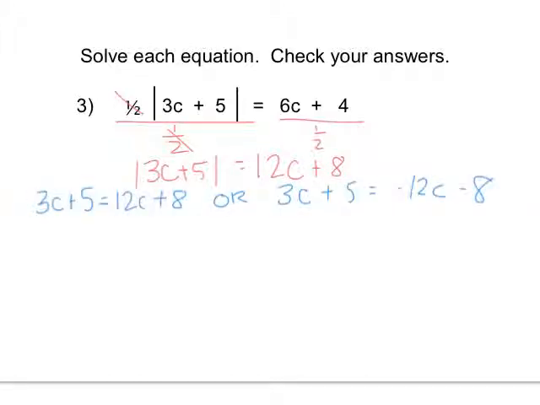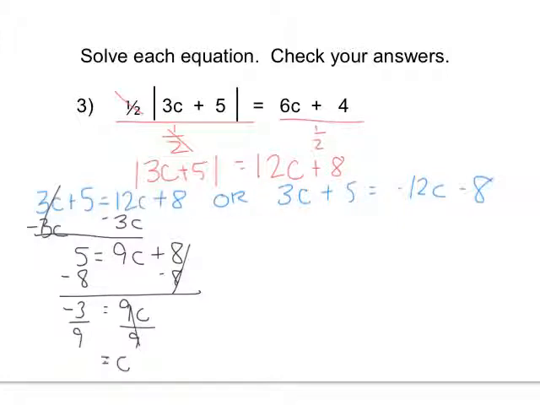So my 2 problems, on the left, we are just dropping the bars, and on the right, we keep the 3c plus 5, and we change the signs after the equal sign to -12c minus 8. Next, we'll solve each of these equations.